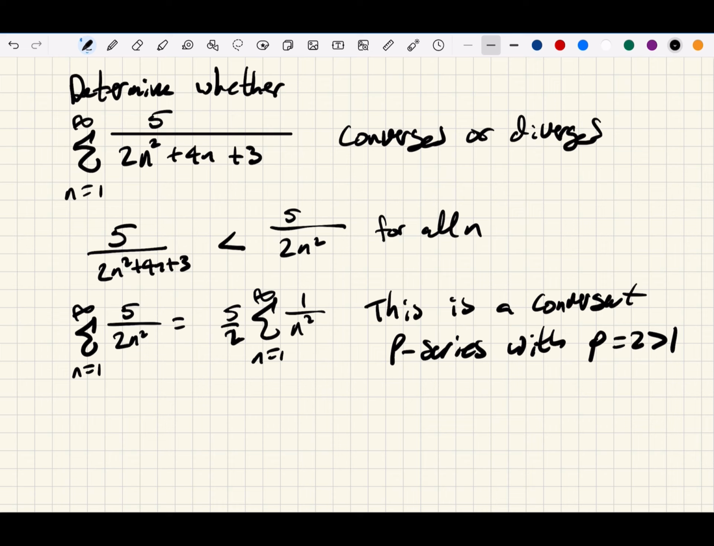So I think that's what I would say. I would say this is a convergent p-series with p equal to 2 greater than 1. Yes, sir. So I wanted to go down the route of the integral test. Would that still have applied in this case?